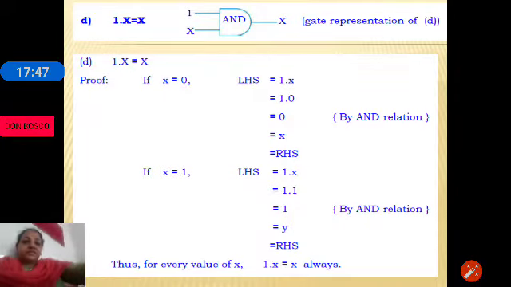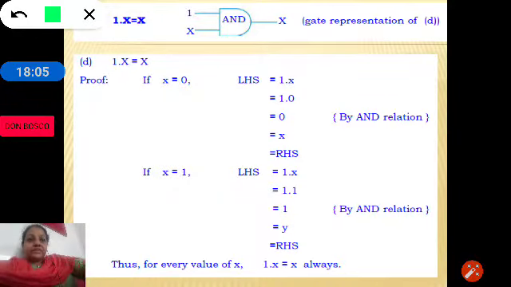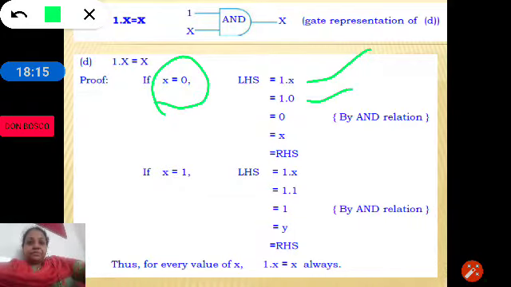Let us prove this theorem, that is 1 ANDed with x is equal to x. This theorem says that if a variable is ANDed with 1, the output is always the same as the variable. So let us take the x value as 0. Substituting x with 0, 1 ANDed with 0 is 0. So the x value here is 0, and here also we are getting 0.